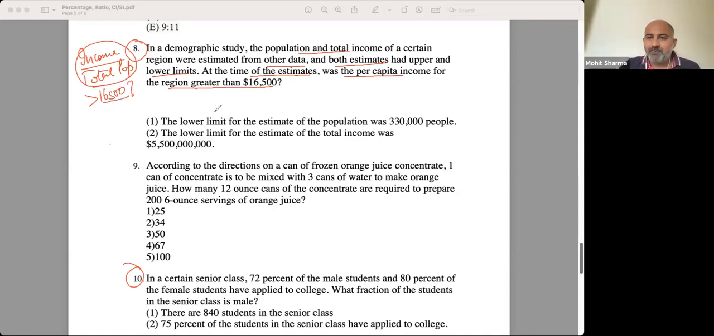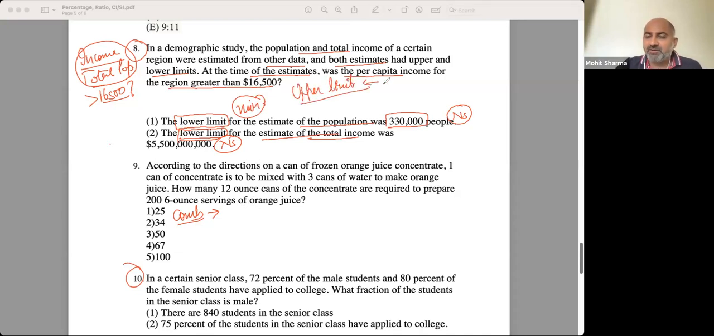Okay. First one says lower limit for the estimate of the population. So population minimum was this. This clearly is not sufficient. It doesn't tell me anything about the income. Lower limit for the income was so-and-so. This is clearly not sufficient. It doesn't tell me anything about the population. If we combine the two, okay, so income upon population. Now, what we have is lower limit. What does that mean? This is the minimum value that we can have. Do we have any upper limit given in the question?